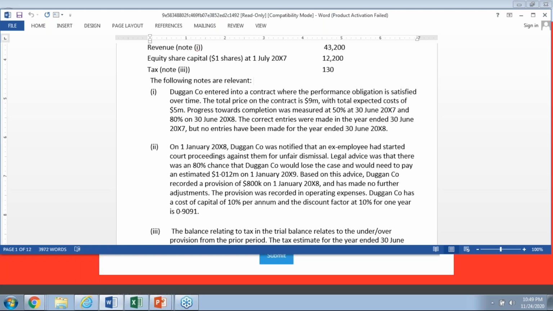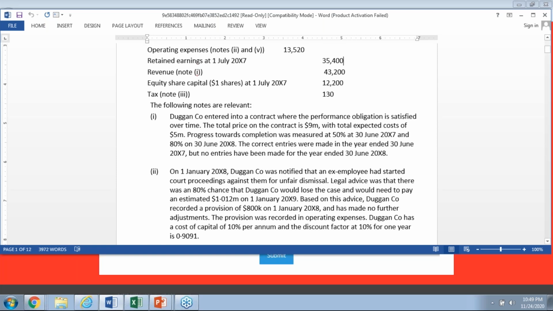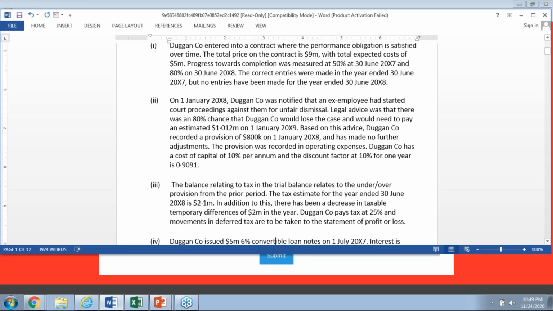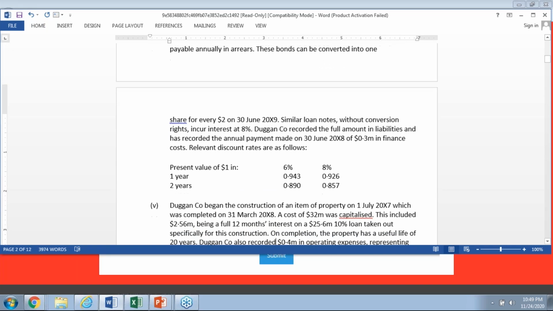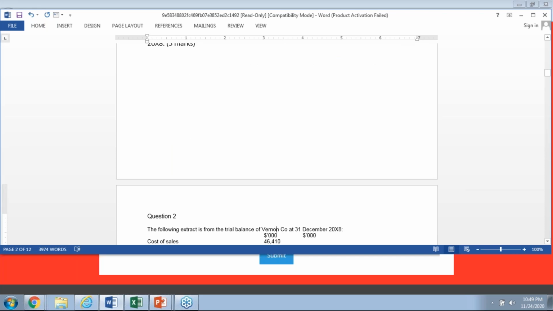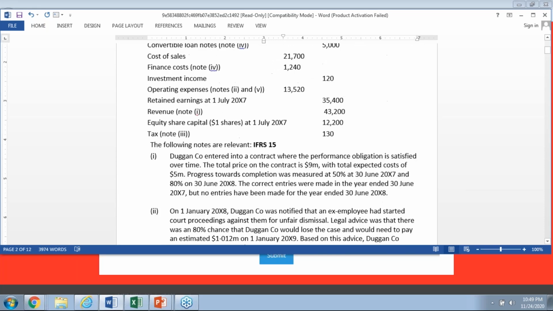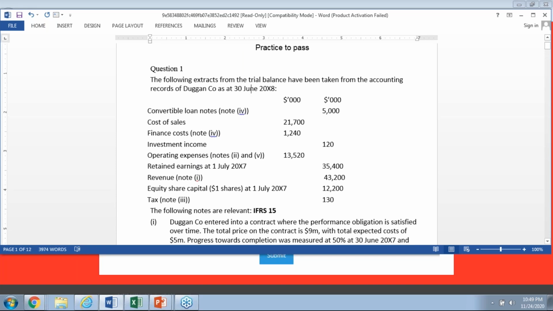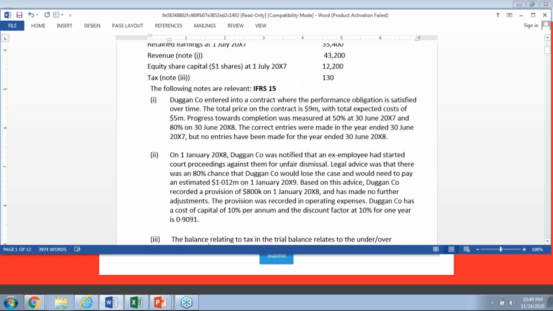Now, this is the first note that we have already covered, that is related to IFRS 15 construction contract. All of you are required to do these notes, which I am right now marking here. So the name of the question is Dugan Company. Note number 1.